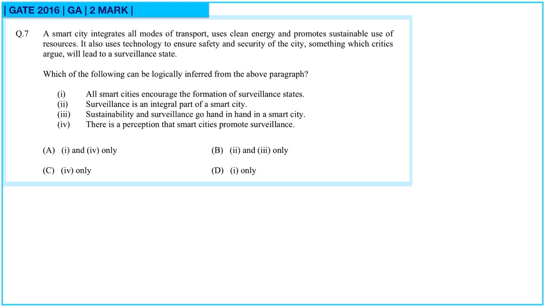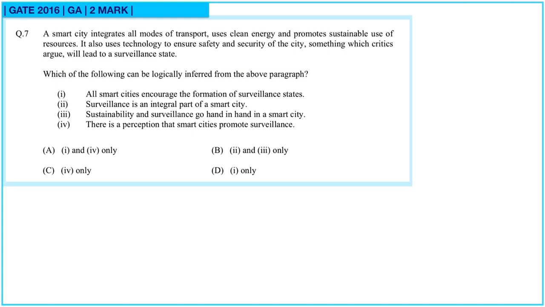Question 7. A smart city integrates all modes of transport, uses clean energy, and promotes sustainable use of resources. It also uses technology to ensure safety and security of the city, something which critics argue could lead to a surveillance state. Which of the following can be logically inferred from the above statement?